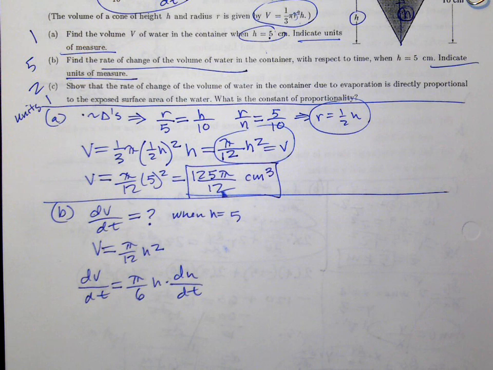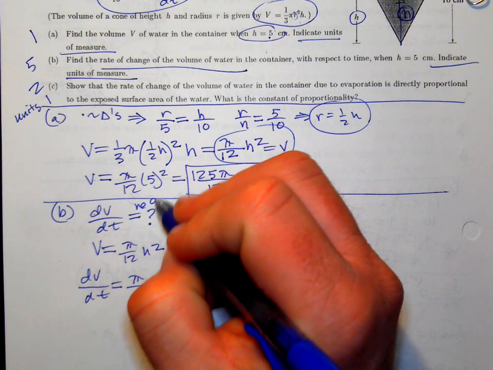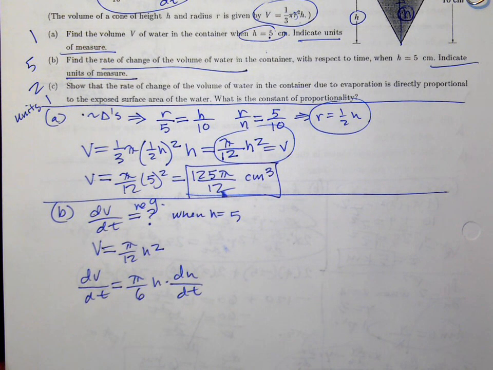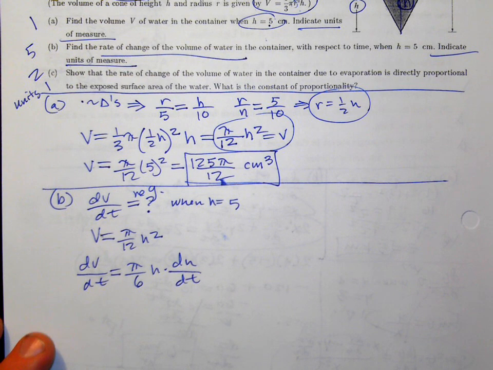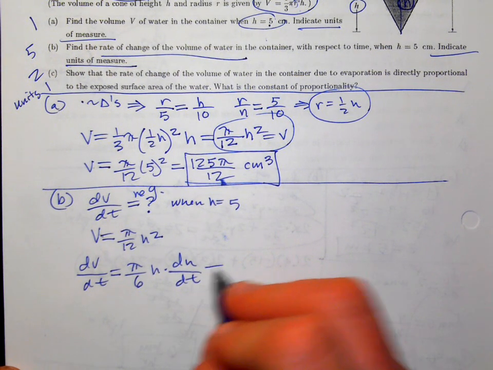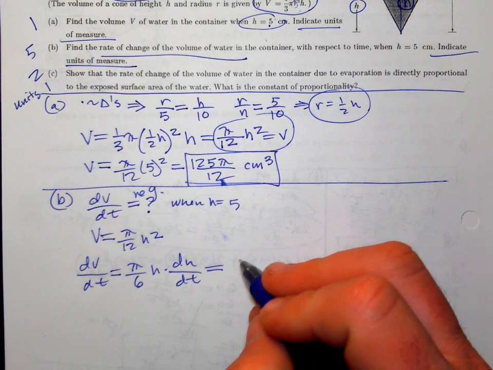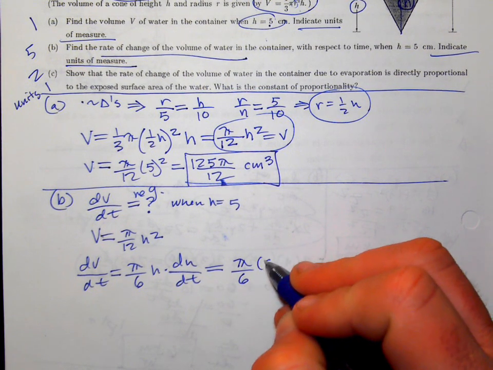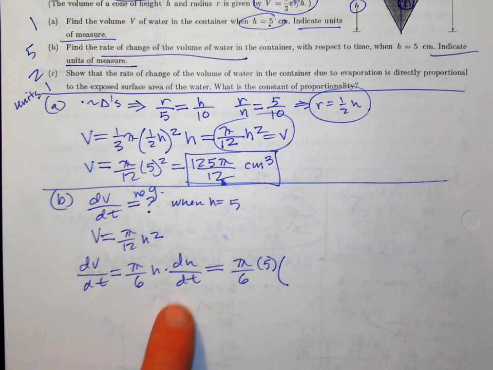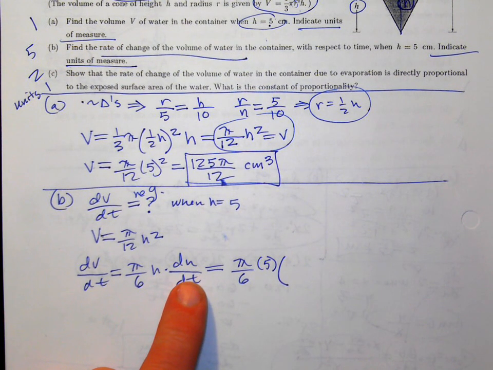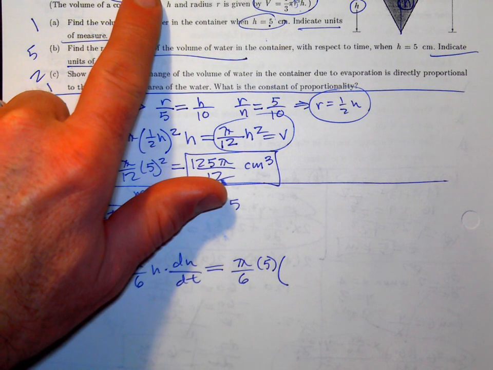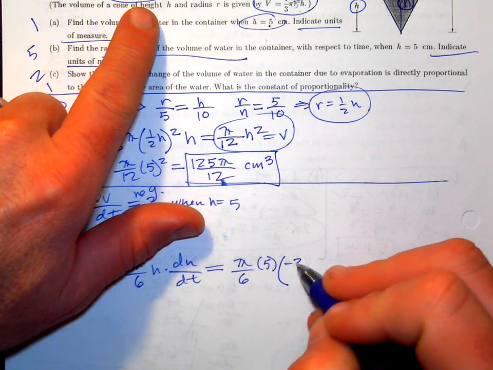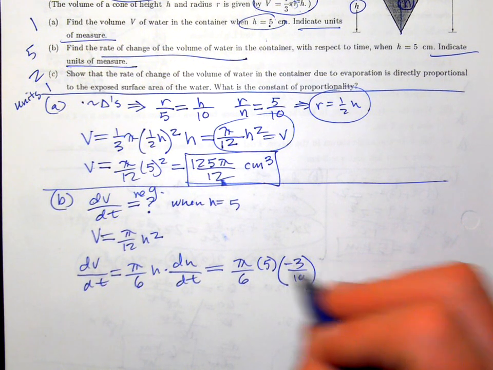Now, do we expect dV/dt to come out negative or positive? If it comes out negative, that means we're losing volume, which is what is happening. So we should get a negative answer. That's always a good thing to think about before you get too far, so you can catch mistakes. Now we'll plug 5 in for H, and dH/dt is actually constant. It's always negative 3/10.